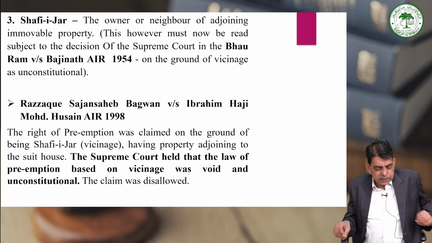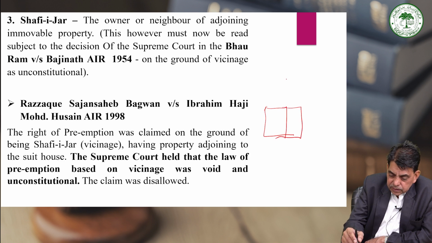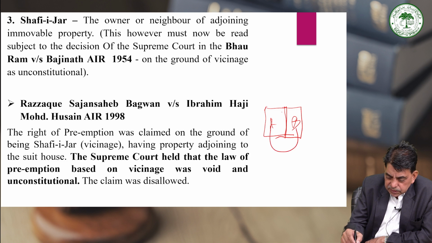For example, take the example. Suppose they are co-sharers. The property is in the co-ownership of A and B. Now, A has the right of preemption against B in the event of the sale of the property by B to C.